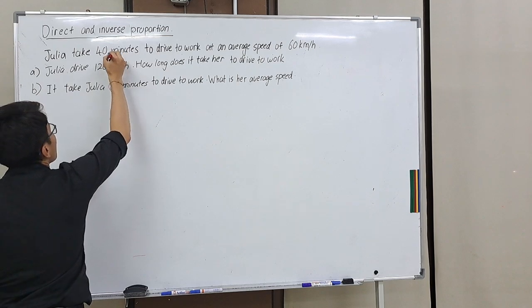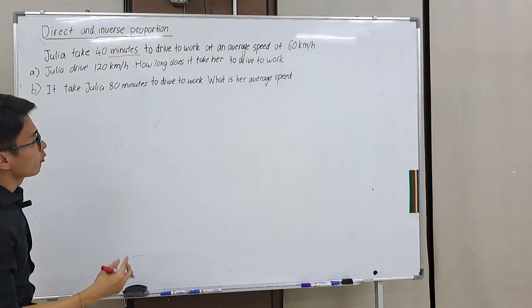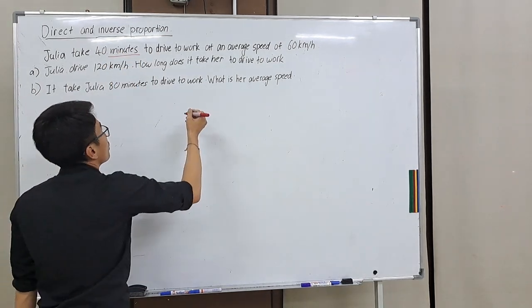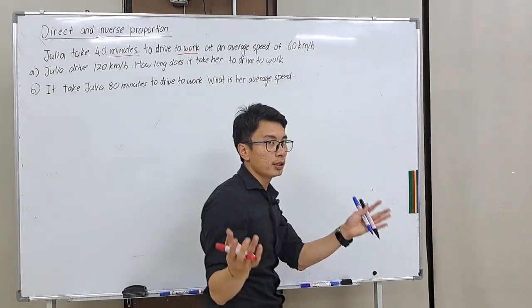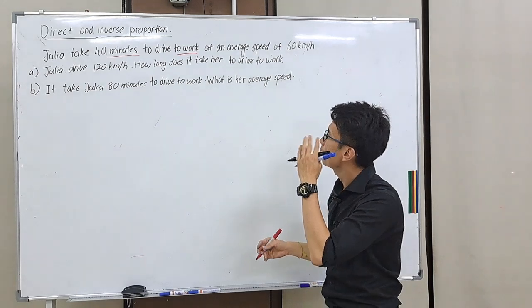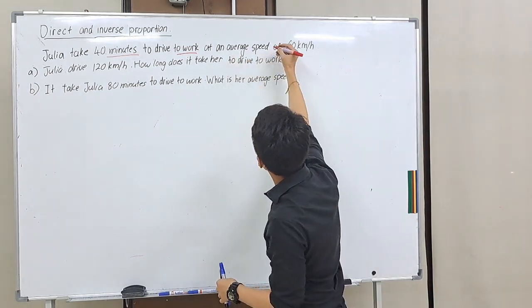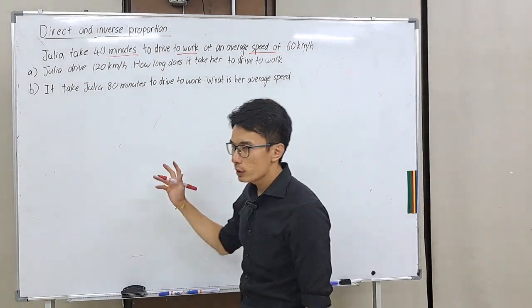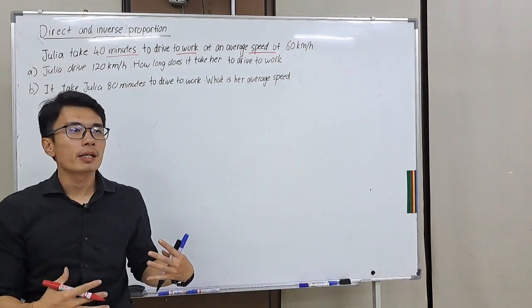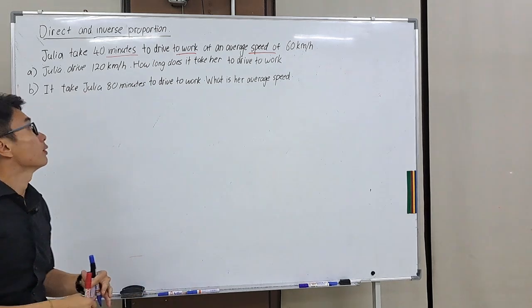So she takes 40 minutes, all right? We have time over here to drive to work. She is going to work, so there's a fixed distance over there at an average speed of 60 kilometers per hour. Now, with this information, let's start to make the headings of our table first.